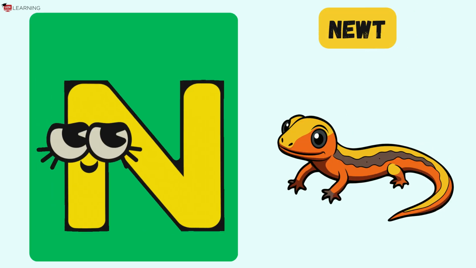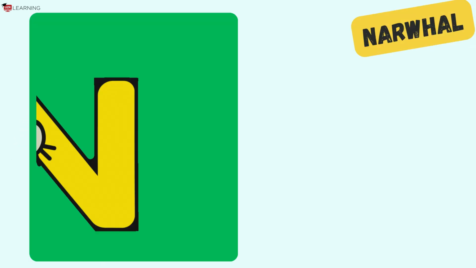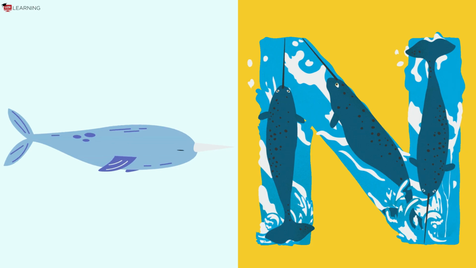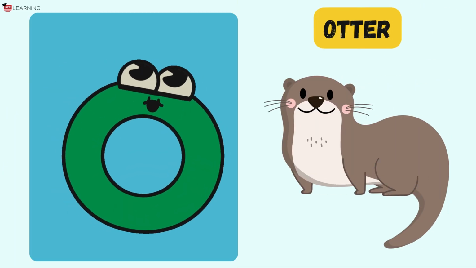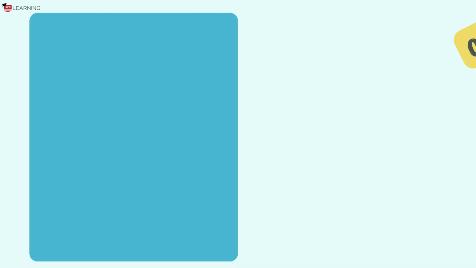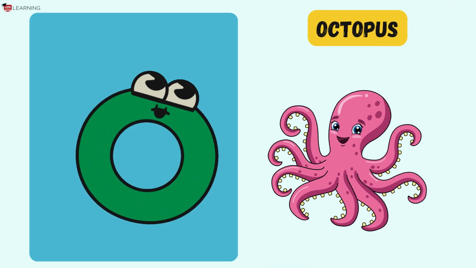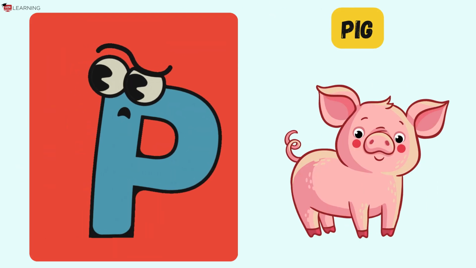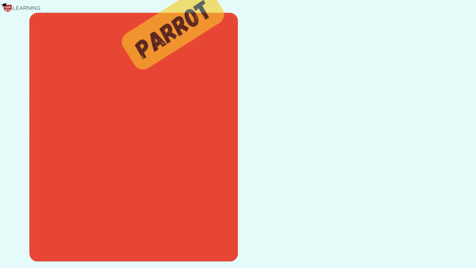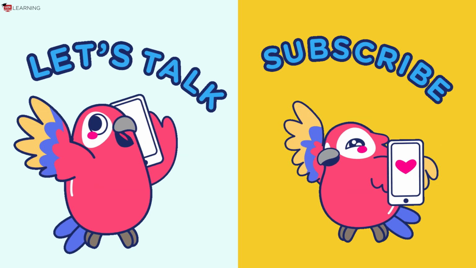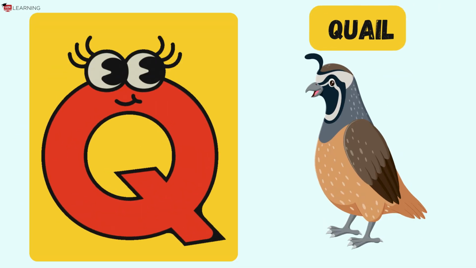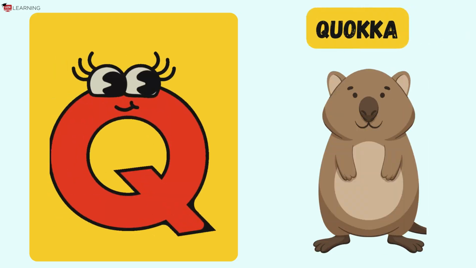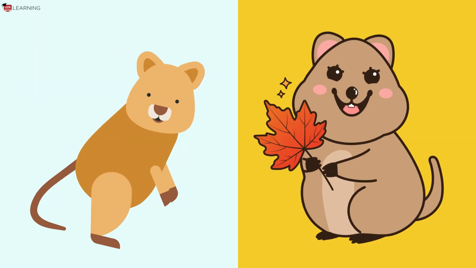N is for newt, narwhal. O is for otter, octopus. P is for pig, platypus. Q is for quail, quokka.